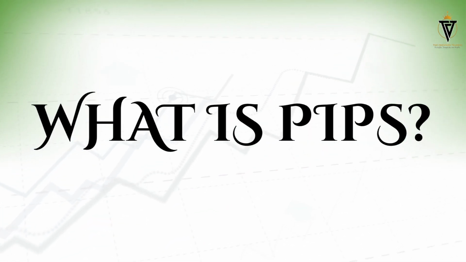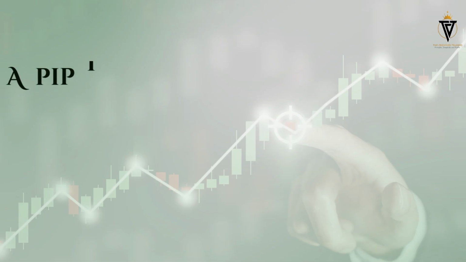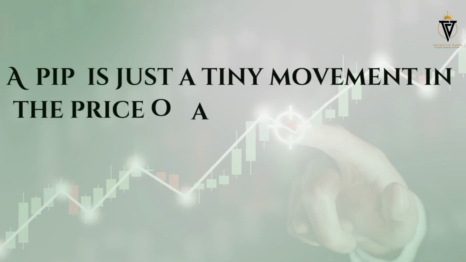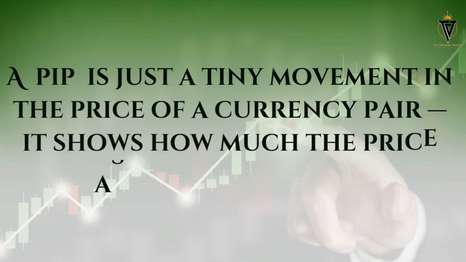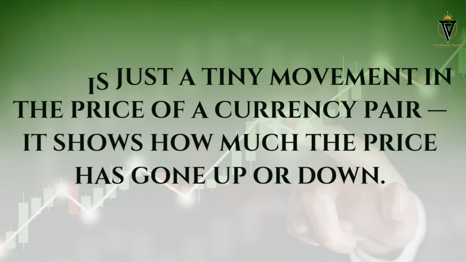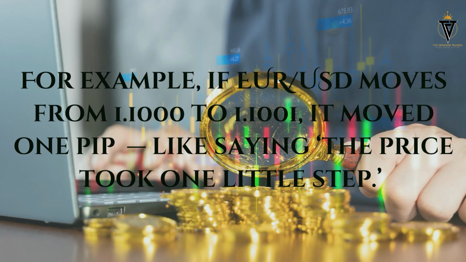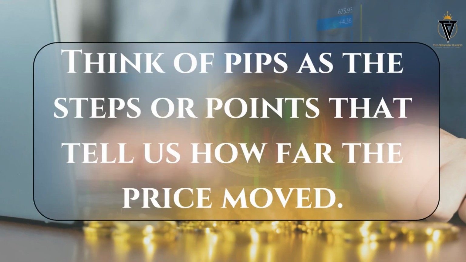Okay, so what is a pip? A pip is just a tiny movement in the price of a currency. It shows how much the price has gone up or down. For example, if EUR/USD moves from 1.1000 to 1.1001, it moved one pip, like saying the price took one little step. Think of pips as the steps or points that tell us how far the price moved. So when you make profit in Forex, you often say, I made 20 pips today. That means the price moved 20 little steps in your favor.